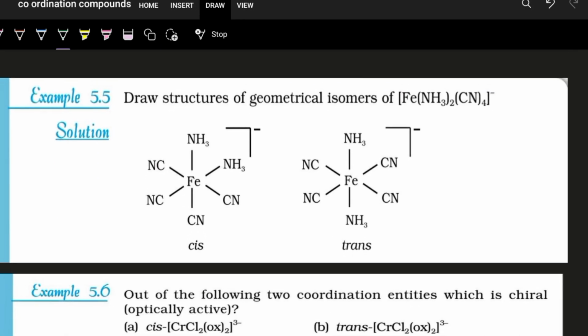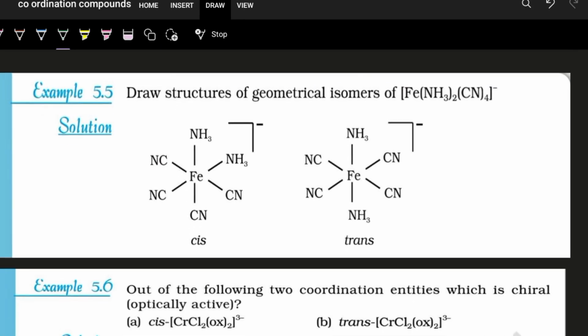Next, draw the structures of geometrical isomers of this compound. First, you have to see what the coordination number is, which is very much evident because both are unidentate.